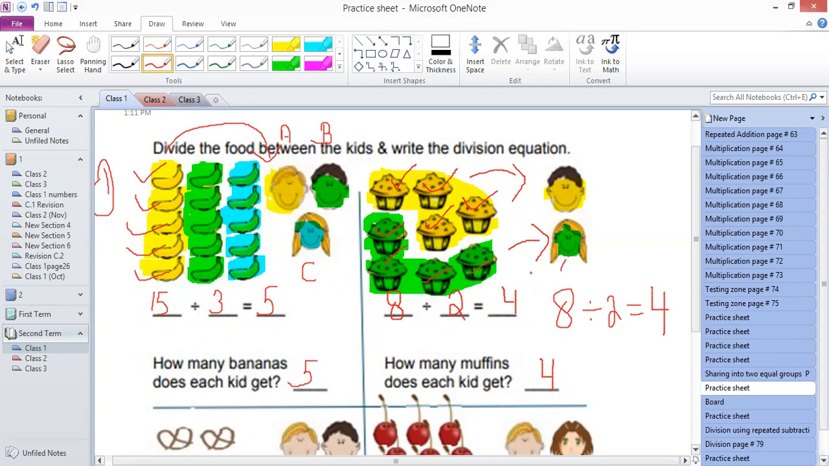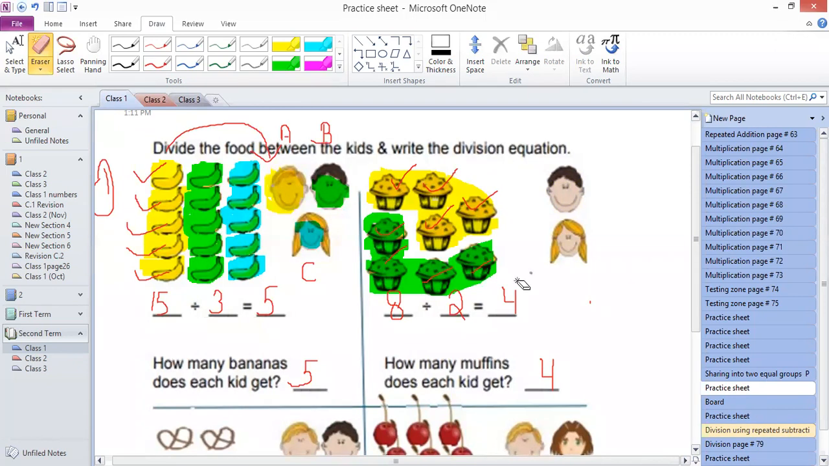You can even check with the help of multiplication. 8 divided by 2 means, think of the table of 2. 2 multiplied by what will give you 8? 2 ones are 2, 2 twos are 4, 2 threes are 6, and 2 fours are 8. So that's why the answer is 4. The answer is 4.